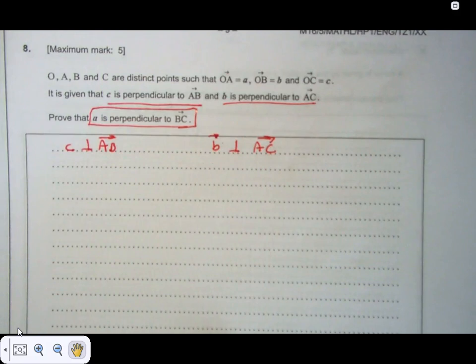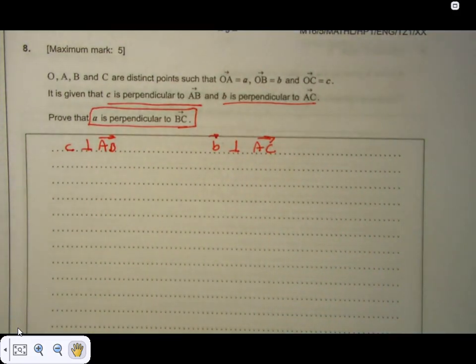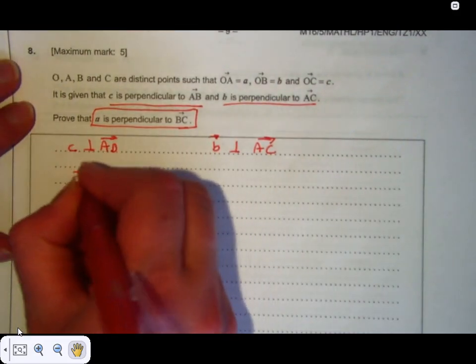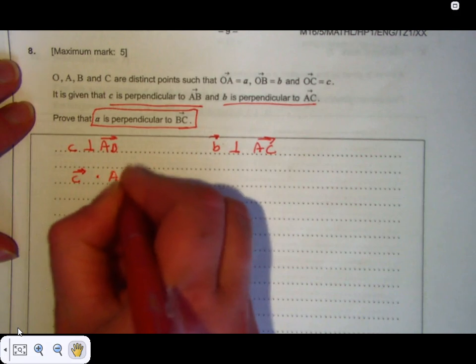What thing did I tell you was really important for you to know about vectors and perpendicular, and what is 0? Dot product is 0. So that's what we need to know from this. So basically we know that the dot product of vector C and AB has to be 0.